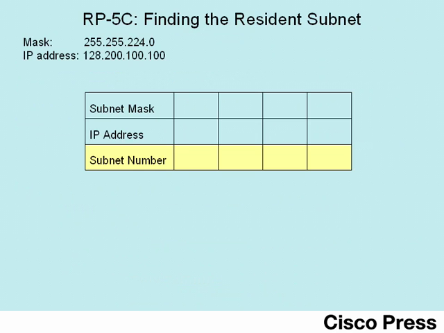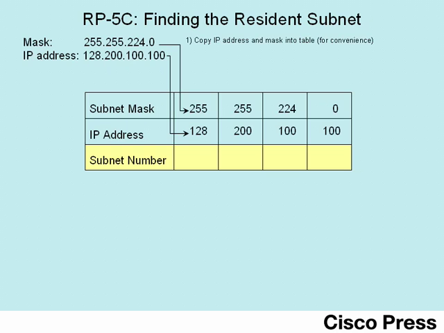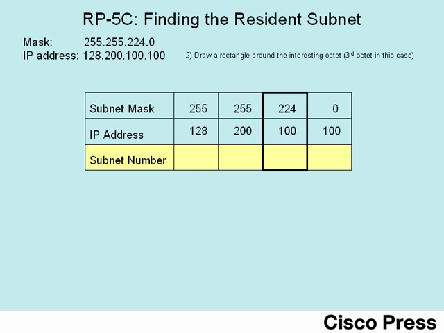To begin, you can use an empty table that leaves a convenient place to put the subnet mask, IP address, and resulting resident subnet number. Now here at step 1, we simply copy the mask and IP address into the table. Then at step 2, we draw a rectangle around the interesting octet. Now the interesting octet is identified by the subnet mask octet, whose value is not a 255 nor a 0. In this case, it's the third octet with mask value 224.